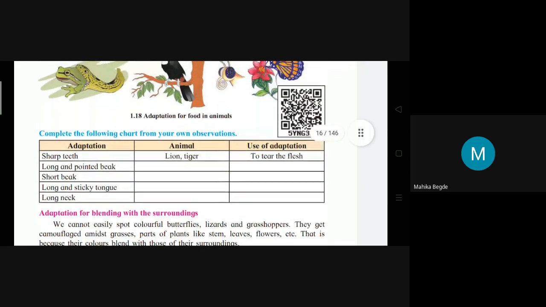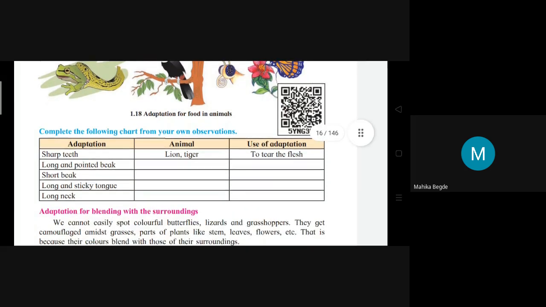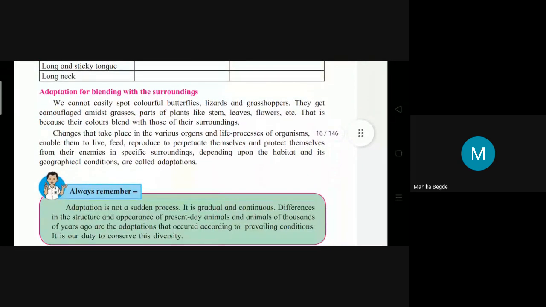Some animals have a long and pointed beak so that they can break nuts and fruits very easily. Animals like frog have a long and sticky tongue so that they can capture their food from a very long distance. Some animals have a long neck like giraffe so that they can eat leaves of tall trees.